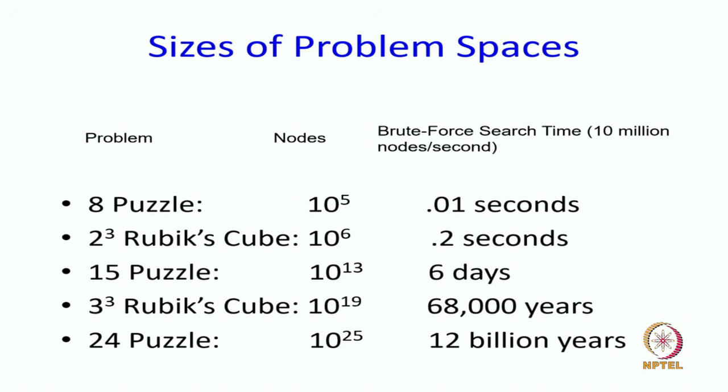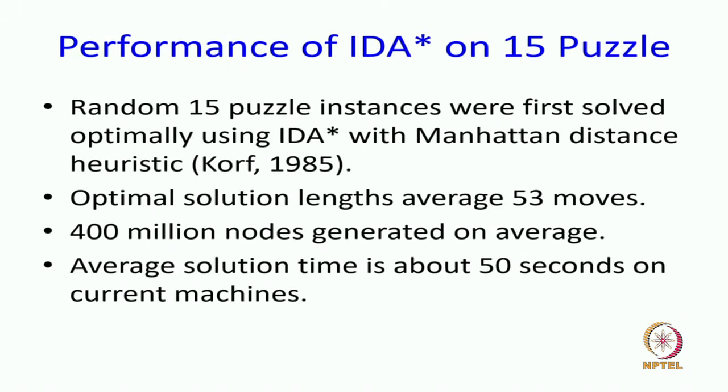Of course, you would say who cares for brute force, let us talk about IDA star with some heuristics. So, here is the performance of IDA star on 15 puzzle, random 15 puzzle instances solved by IDA star using the Manhattan distance heuristic, not bad. Optimal solution length is about 53 moves, 400 million nodes are generated on average, and solution time is about 50 seconds. When they say current machines, I do not mean current, I mean 10 years ago or so.